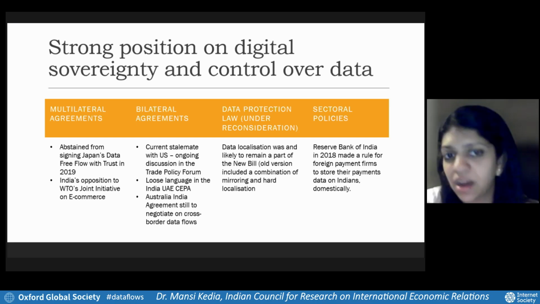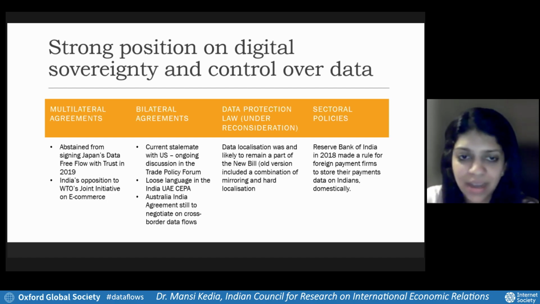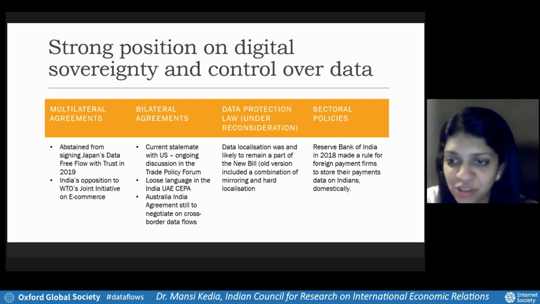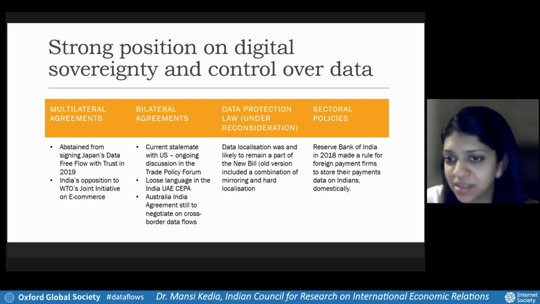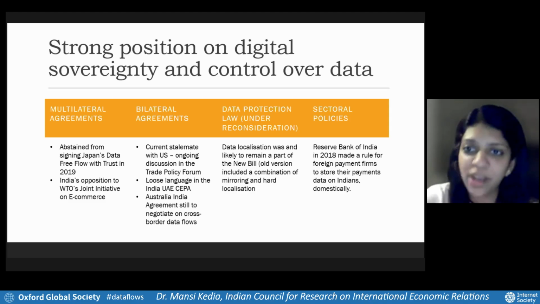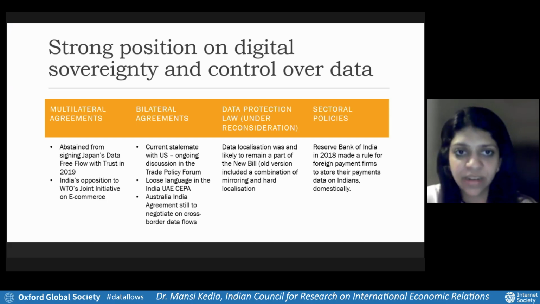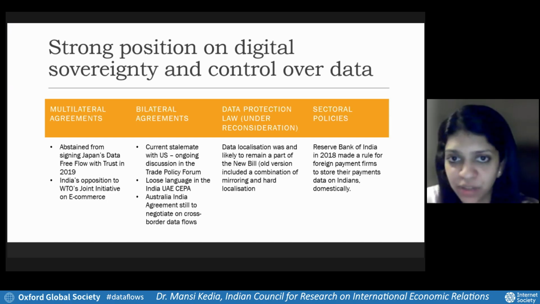There is some discussion going on in the Trade Policy Forum, but we don't know what direction it's going to take. There is very loose language in the recently concluded India-UAE CEPA. In the Australia-India agreement, we do not have those negotiations recorded on cross-border data flows yet, but likely to happen. So what I'm trying to say is that while in multilateral agreements, India has had a much stronger position in terms of not wanting to engage or abstaining from any position that would even suggest that they'd allow for free flow of data, in bilateral agreements, there's a softening of that position.